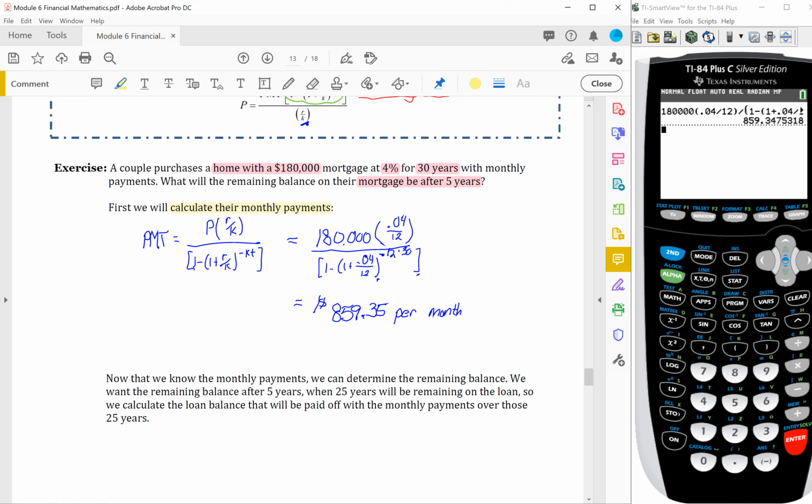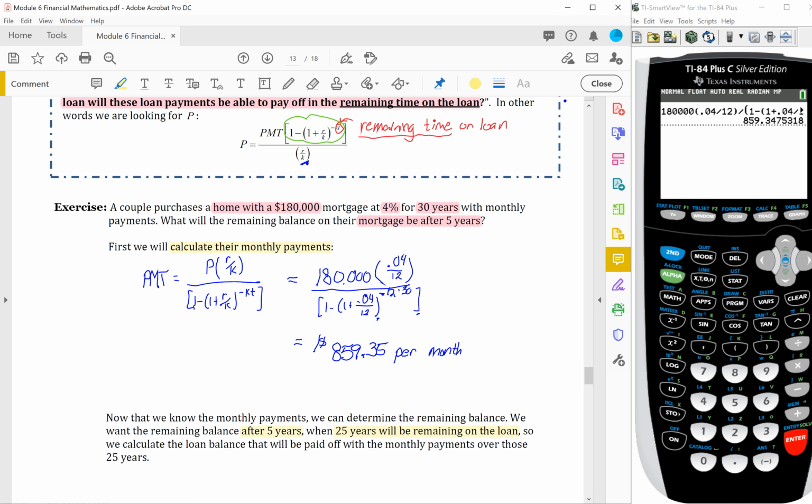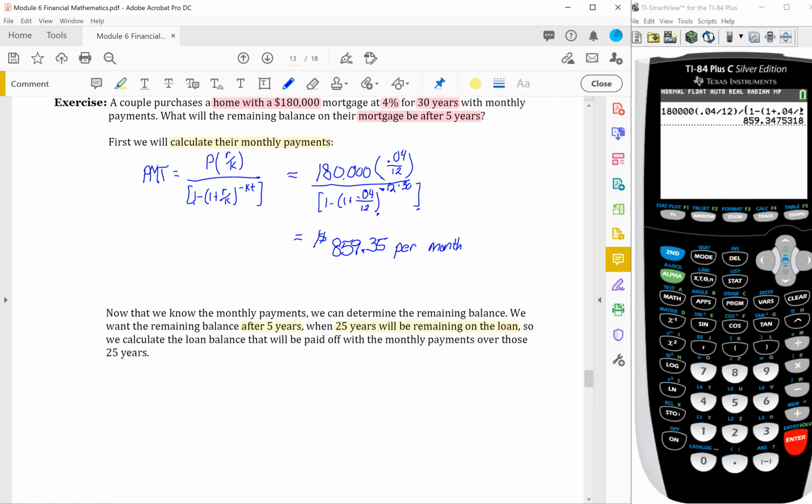So now we know the payments, we can determine the remaining balance. We want the remaining balance after 5 years. Well, after 5 years, that means there will be 25 years remaining on the loan. So we calculate the loan balance that will be paid off with the monthly payments over those 25 years. So now I use the formula directly as it's given. I'm going to write it down here for completeness. So here, P is going to be your payment amount, times the 1 minus the 1 plus the R over K raised to the negative KT, divided by R over K.